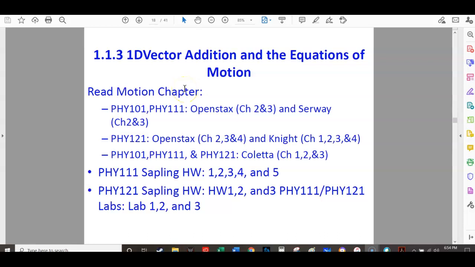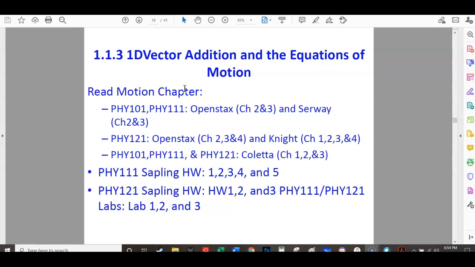So we're continuing on now, and we are now working to build upon what we learned in 1.1.2. And this is about how to do vector addition and how to use vector addition and all of the equations of motion. If you've done the reading, you probably remember there are 4 equations of motion. Well, where do those come from, right?